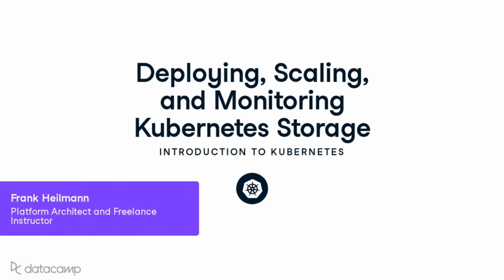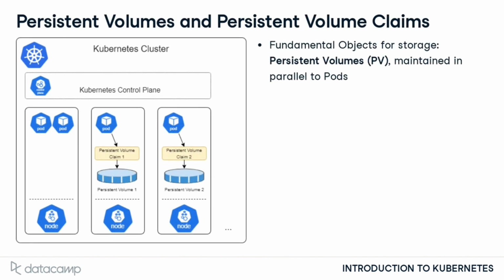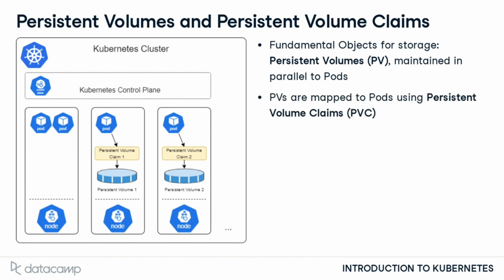So far, our pods have been ephemeral, meaning we lose any data once the pod is terminated or recreated. However, ensuring data persistence across pod restarts is often a key challenge. Let's explore how Kubernetes addresses this. The fundamental objects for storage in Kubernetes are persistent volumes, or PVs for short. We create and maintain PVs in parallel to other objects like pods and have them act as simple blocks for storage. We map or assign these PVs to pods using persistent volume claims, or PVCs.